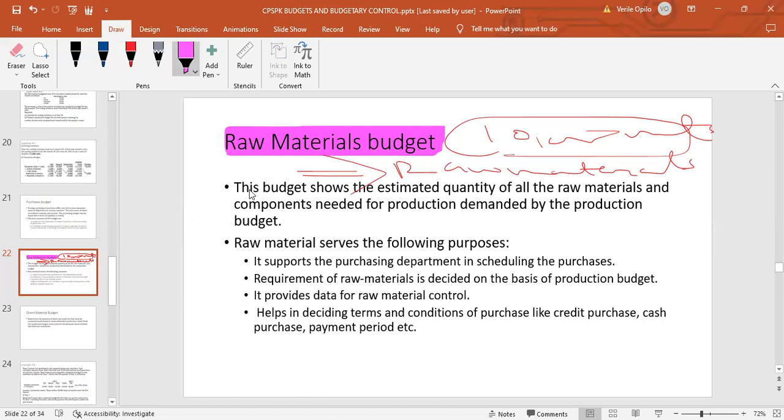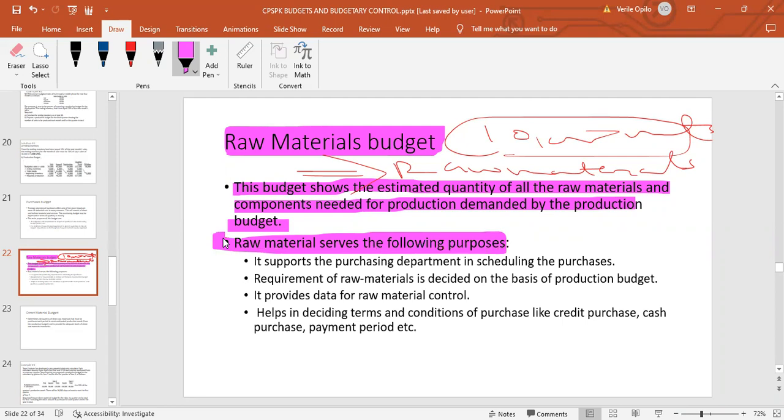So you can say that the raw materials budget shows the estimated quantity of raw materials and components needed for production demanded by the production budget. And the raw materials budget usually serves various purposes. The first one is that it supports the purchasing department in scheduling the purchases. You can know how many units of raw materials the business requires in order to produce those goods.